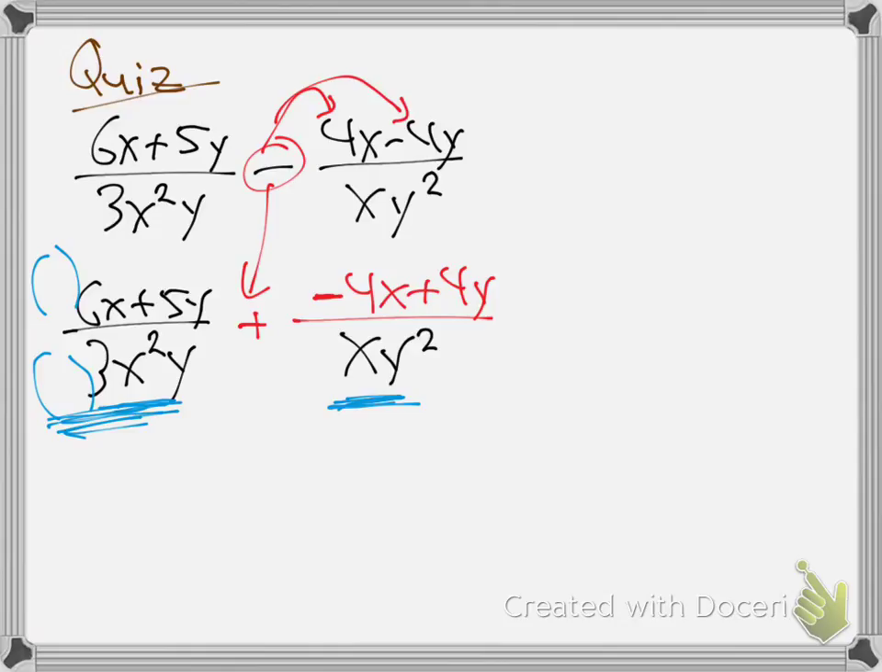And this guy over here has a 3, 2 x's, and only 1 y. So he wants another y so that he has as many y's as the other guy, right? As many as his neighbor.